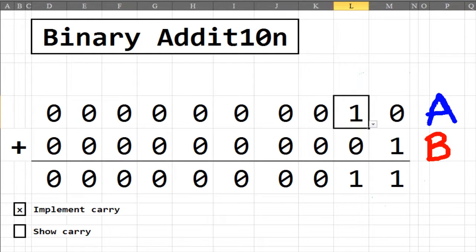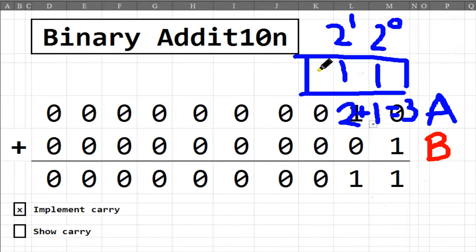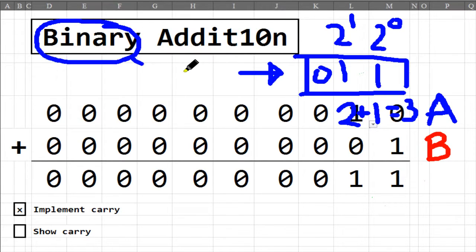And 3 in binary, 2 to the 0 is 1, times 1 is 1. 2 to the 1 is 2, times 1 is 2. And you add that together, 2 plus 1 equals 3. So in binary, the binary representation of the number 3 is 0, 1, 1, or 1, 1.